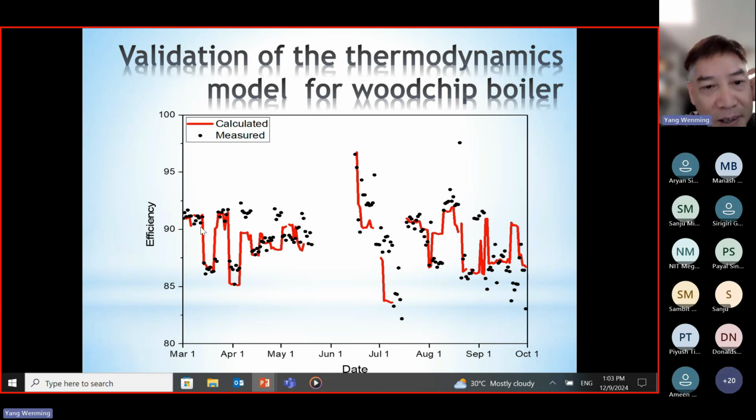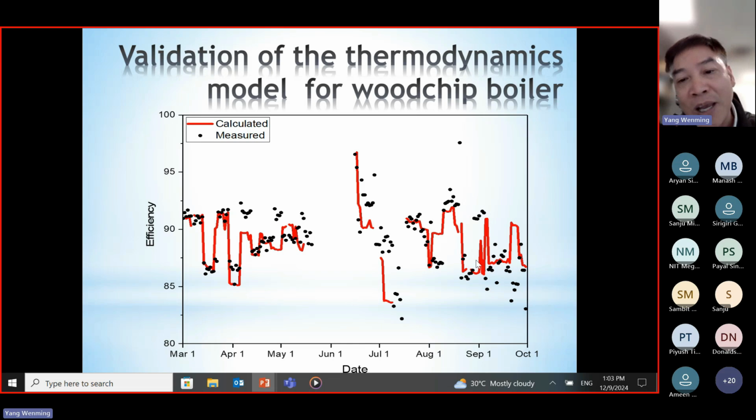Okay, so this is a line. The red line is the calculated value using the model I have just shown you. The dot is a measured value. So this is a comparison between the efficiency from the simulation model and the measured value. So we can say they match each other.